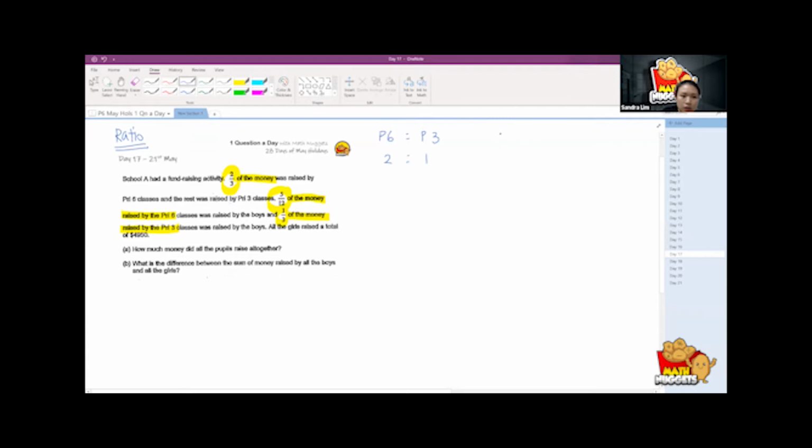The next fraction, 5 out of 12. They say for the P6, 5/12 of the money raised by the P6 classes were raised by boys. So for P6, I have boys is to girls. If 5 out of 12 raised by P6 means 5 out of 12 are boys, it means the rest of it will be girls, right? Which is 7 out of 12. So girls would be 7 units.